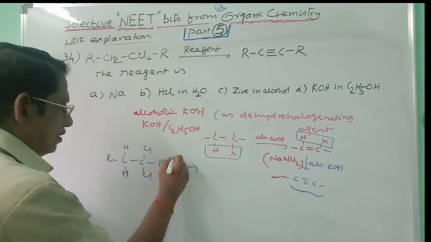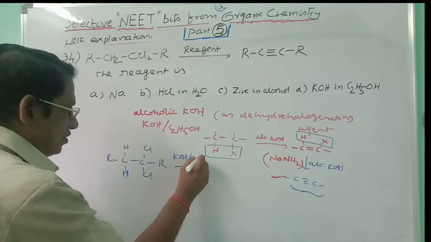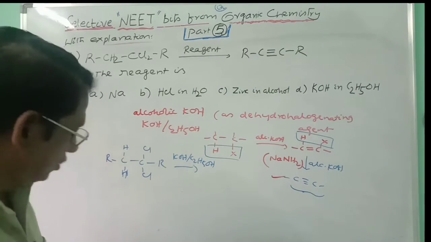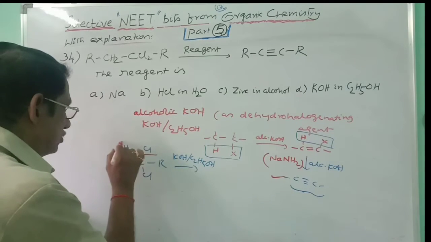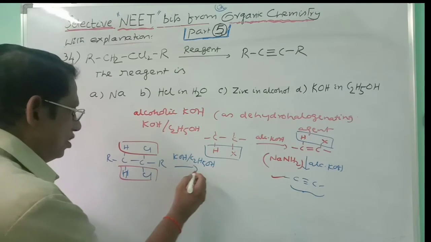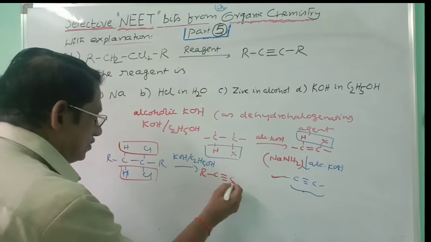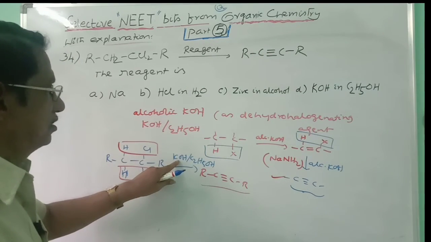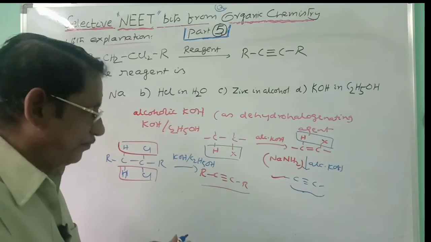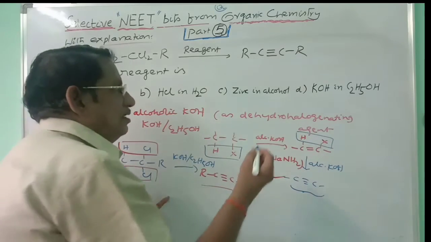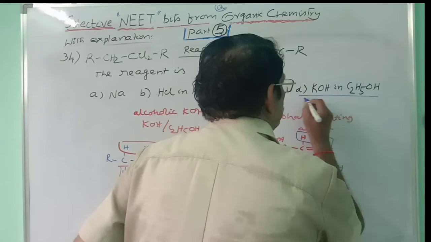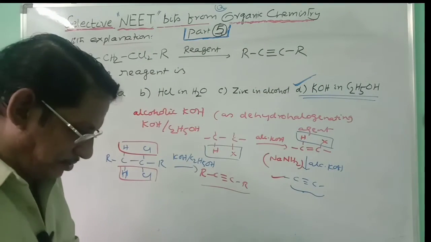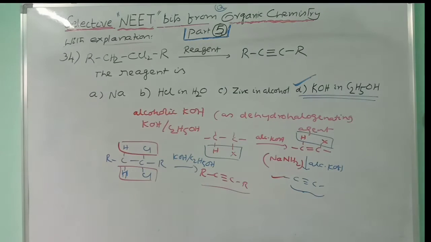You are taking KOH in the presence of ethyl alcohol, right? Dehydrohalogenation takes place here. Here one HCl is removed, here another HCl is removed, so you will get here RC≡CH. This is the product, alkyne, and this is the reagent. KOH with ethyl alcohol is the actual reagent that can be used to bring this conversion, so the correct selection in this 34th one. Next one.